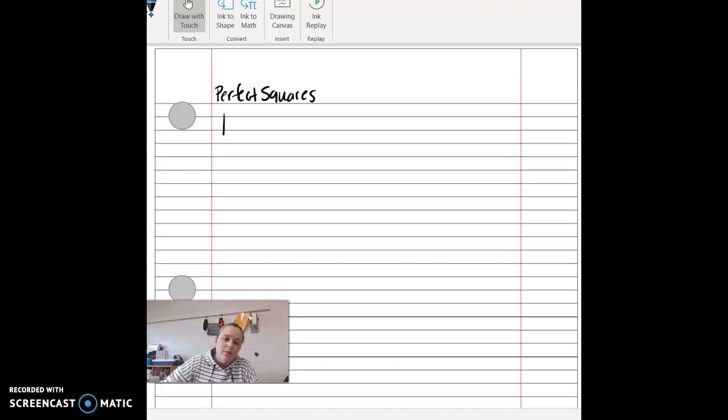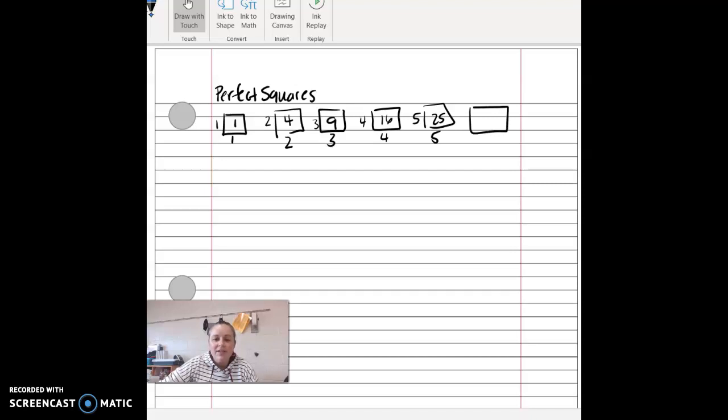All right, so let's say we have a square. The first perfect square would be a 1 by 1. The side lengths are nice whole numbers, so the area is 1. The next one would be a 2 by 2, so the area would be 4. And then we have a 3 by 3, it's 9. 4 by 4 is 16. 5 by 5, 25. 6 by 6 is 36.